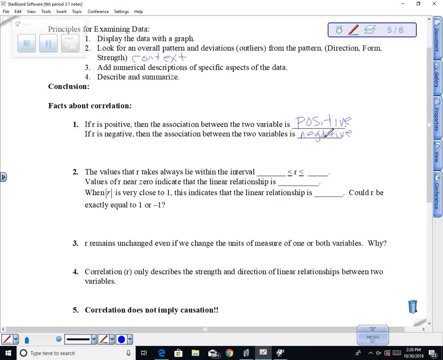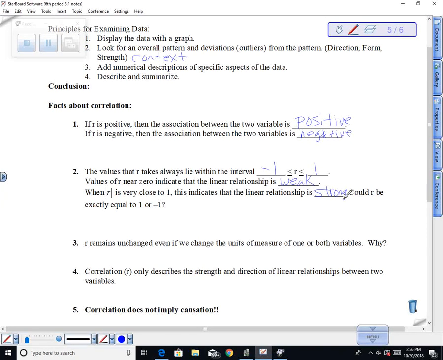The values that R takes always lie within the interval from where to where? Negative 1 to positive 1. Earlier I used absolute value because we're just talking about the strength. Values of R that are near 0 indicate that the linear relationship is weak, and if the absolute value of R is near 1, that means it's strong. Can I have a value that's actually 1 or actually negative 1?